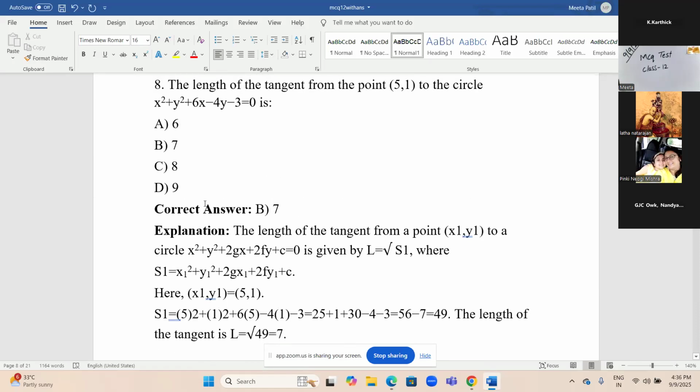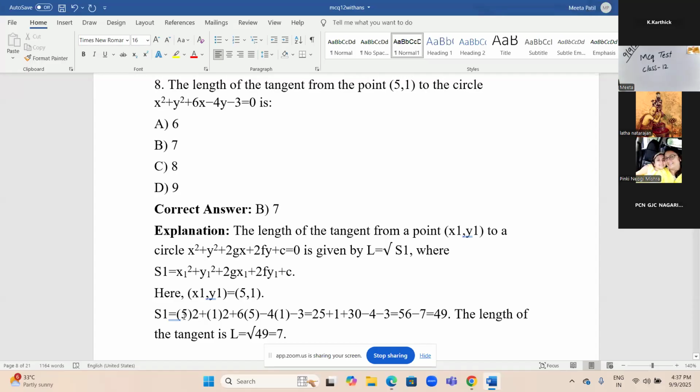And your eighth question: the length of the tangent from the point (5, 1) to the circle x square plus y square plus 6x minus 4y minus 3 is equal to 0. Okay, so here we are having the length of the tangent from the point. What is that? For the circle x square plus y square plus 2gx plus 2fy plus c is equal to 0, we are taking L as square root of S1. So S1 means the same equation with the point substituted as x1, y1. Okay, so we have the x1 value as well as the y1 value. What are those values? 5 comma 1.